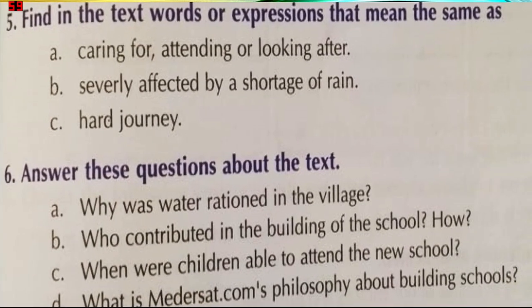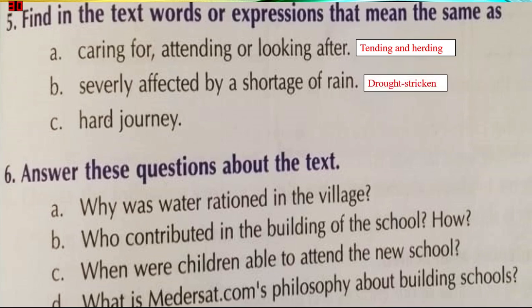Next, exercise number 5. Find in the text words or expressions that mean the same as: caring for, attending or looking after, which is tending or herding. Then you have severely affected by shortage of rain, which in the text is drought stricken. Hard journey means the treks.